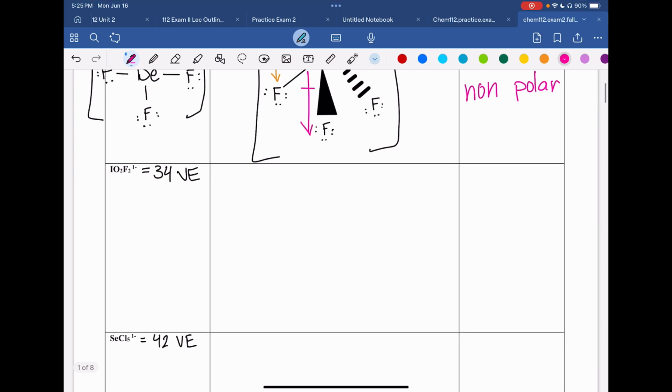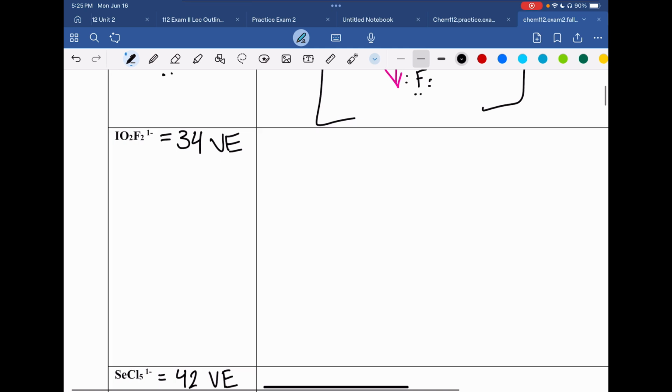Let's move on. Remember that typically the very first atom is your central atom, besides hydrogen, we all know that.